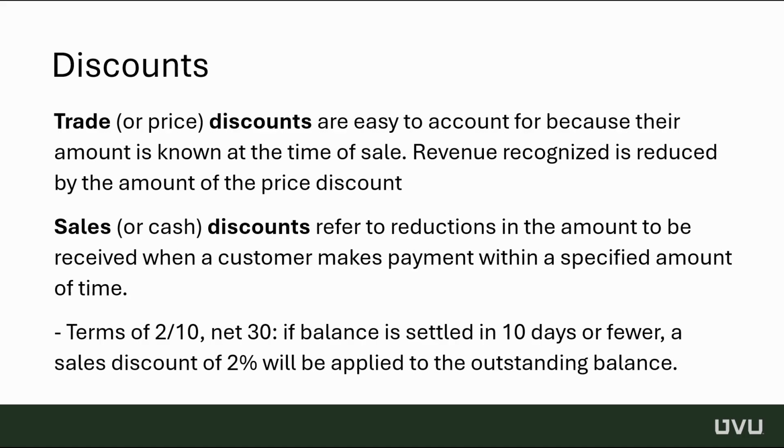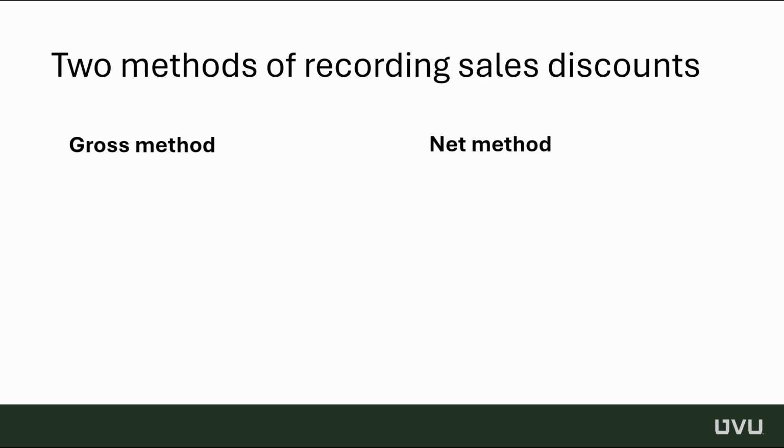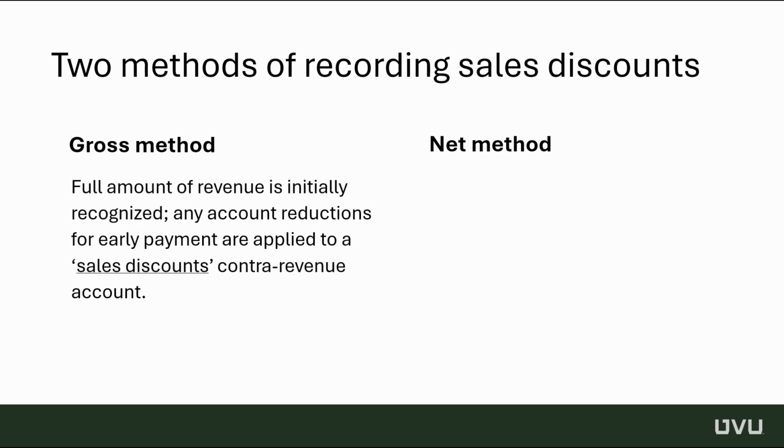This is the company's way of encouraging customers to settle their bills quickly, which improves working capital. The uncertainty here is whether the customer will actually take advantage of the discount. So we have a choice in how to record it. And there are two acceptable methods under US GAAP. The gross method is what it sounds like. You record the full or gross amount of revenue up front.